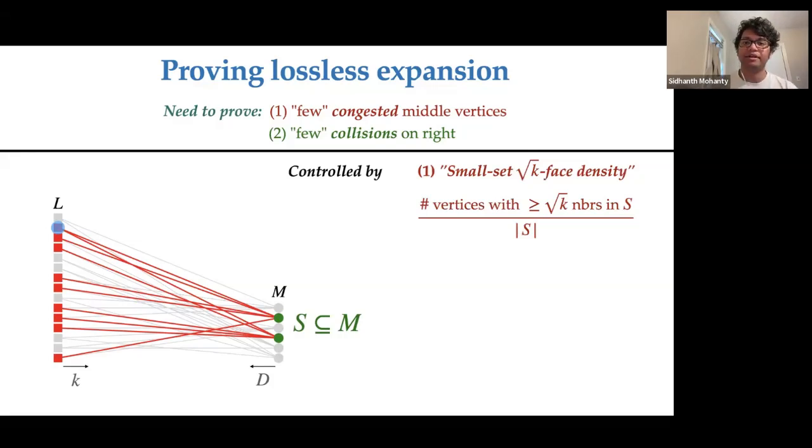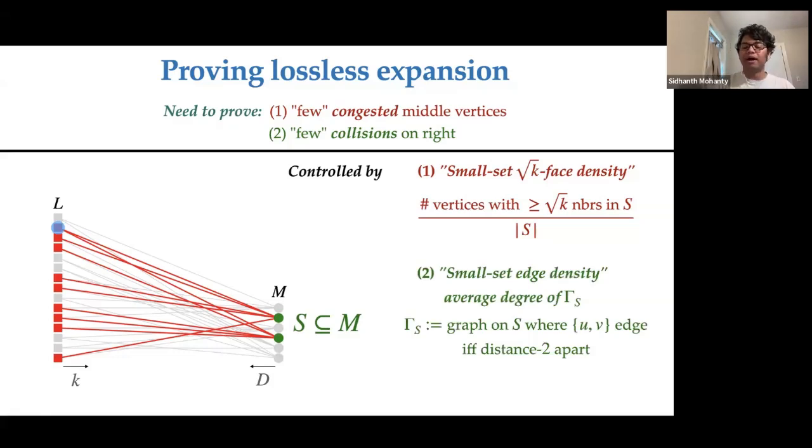Okay, so quantity number 1 is controlled by something known as the small set square root k face density. So let me define what this is. If you take a set of vertices in the middle, such as the ones that I've colored green, and you count how many vertices on the left have more than square root k neighbors in the middle, and you normalize that by the size of S, we call this the small set root k face density.